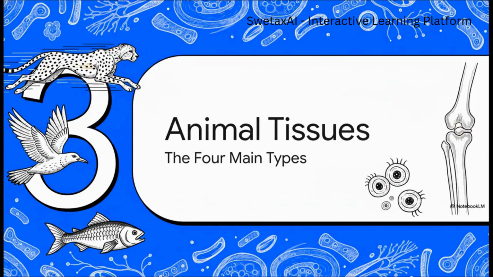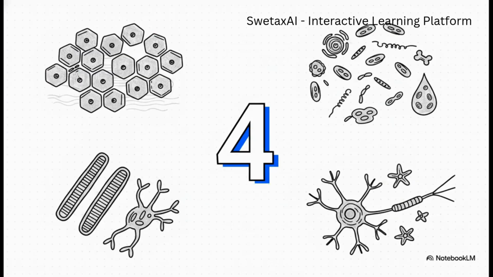Let's zoom our lens over to the animal kingdom. 4. Just 4. That is an absolutely astonishing number when you really think about it. Despite all of our incredible, mind-boggling complexity, every single animal, including you and me, is built from primarily just 4 main types of tissue. Let's break them down.